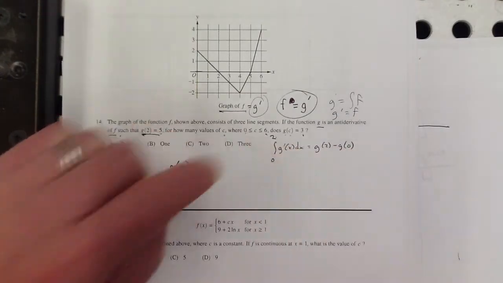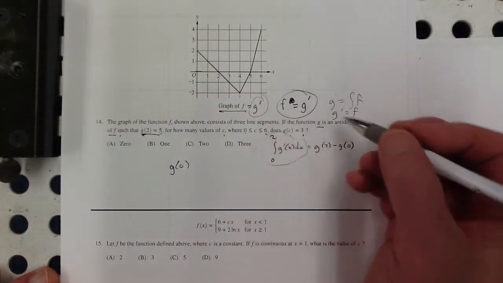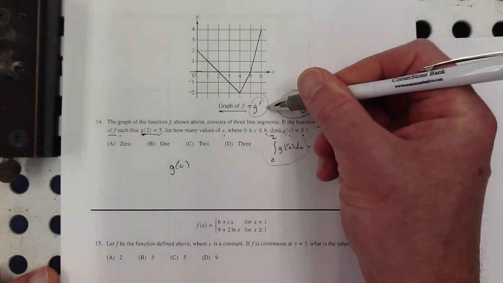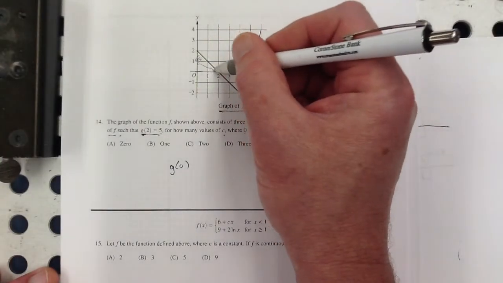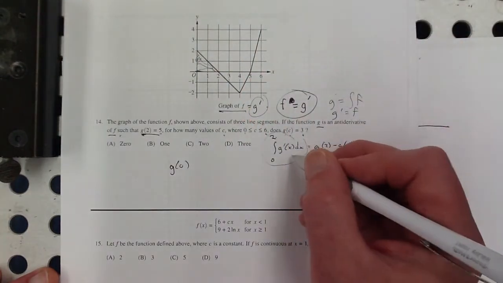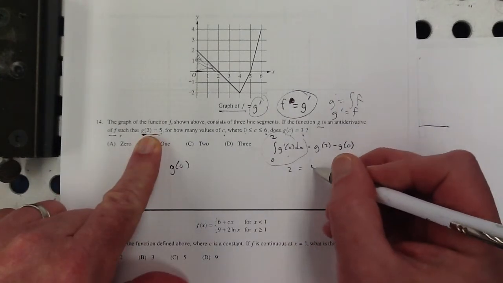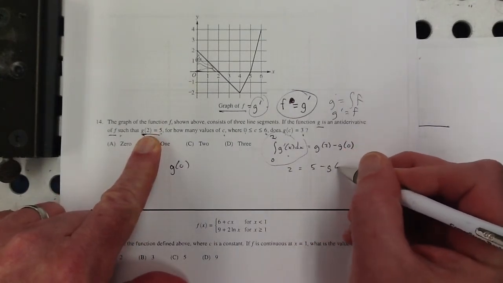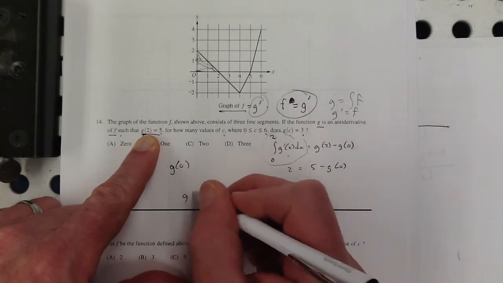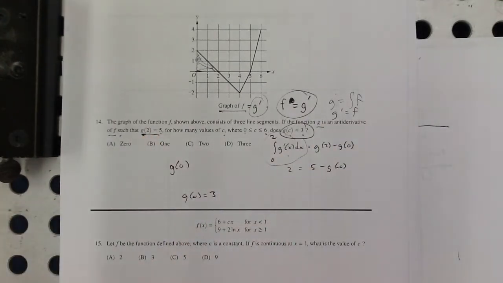Why am I doing this? Because I want to know what g of 0 is. And since this is the graph of g prime, I can just get that area from the graph. It's a 2 by 2 triangle, so that's equal to 2. G of 2 is 5, so g of 0 is equal to 3. Oh, that's interesting. Okay, so g of 0 is 3.